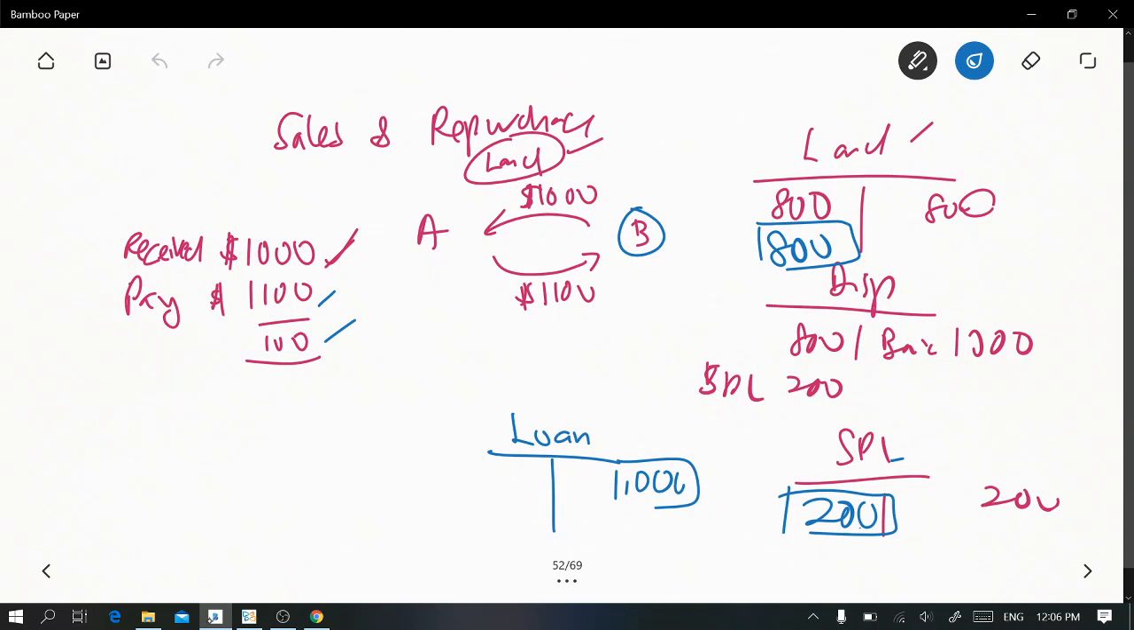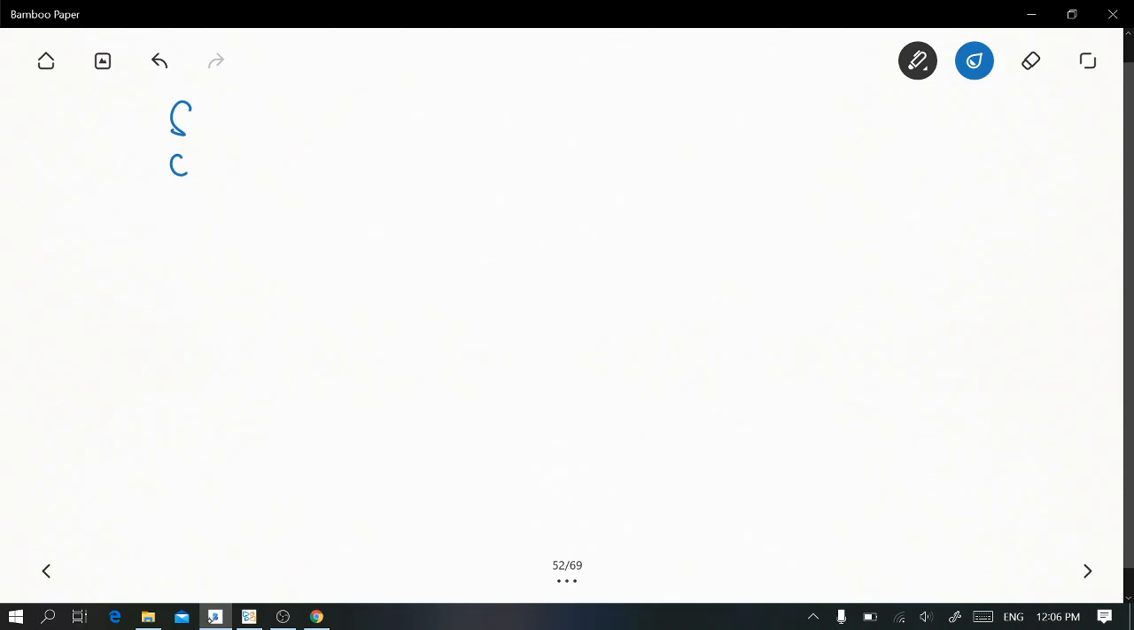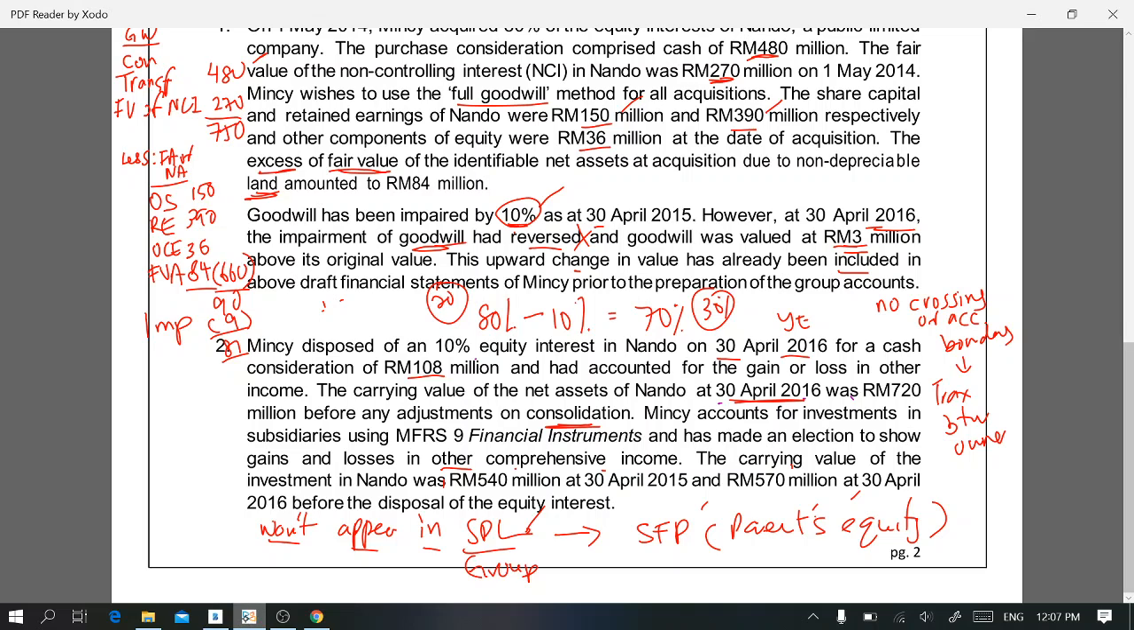Okay, so sales, cost of sales, gross, all the way to profit before tax, profit for the year, OCI. So any increase or decrease in your investment, up or down, you go through here, OCI. So the carrying value of the investment in Nando's was 540 in 2015, 570 in 2016.